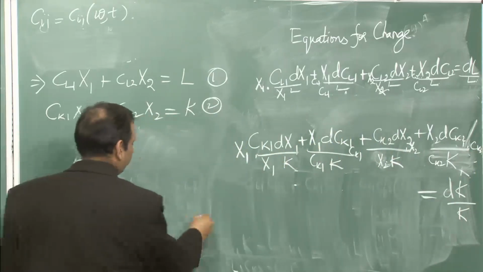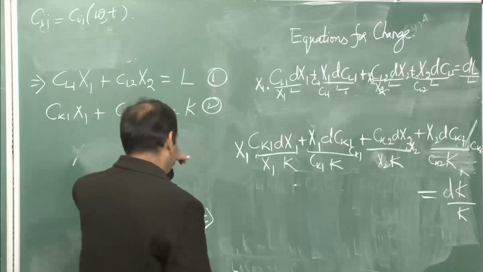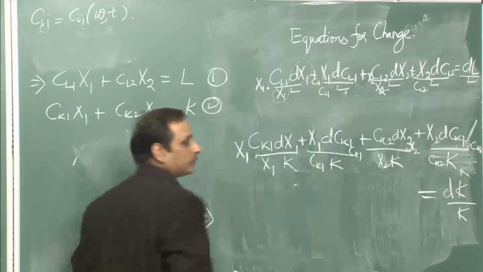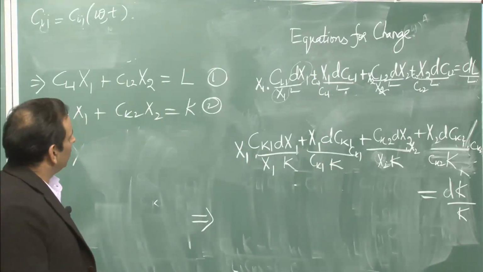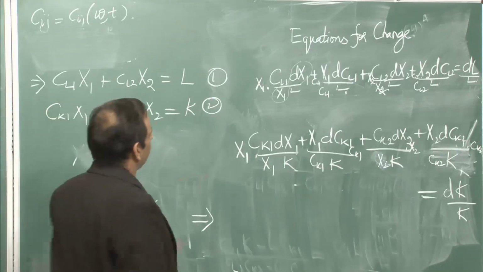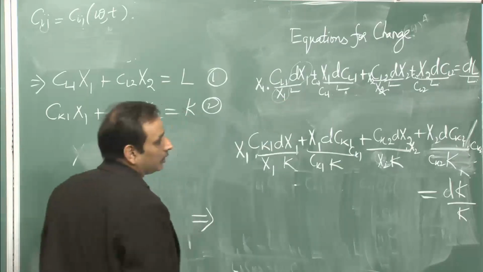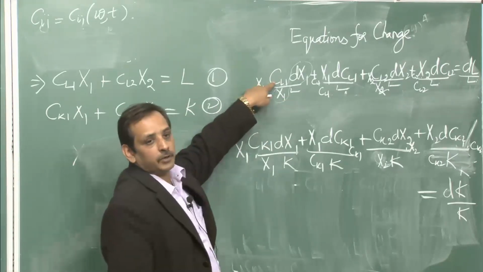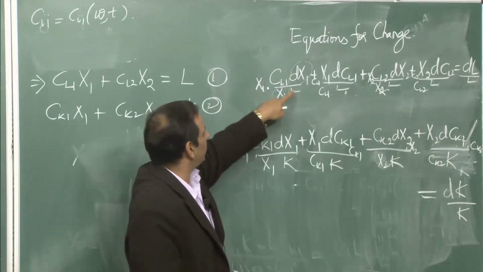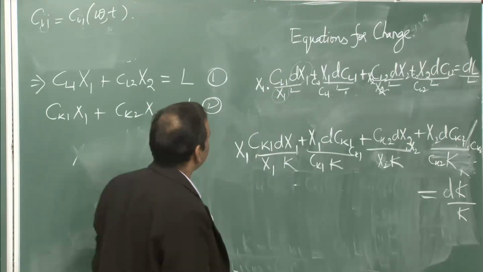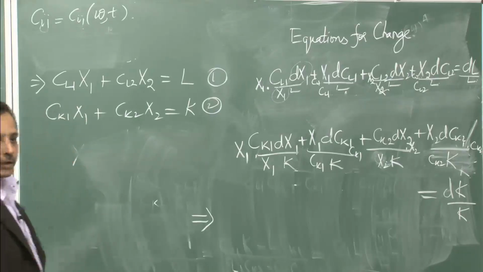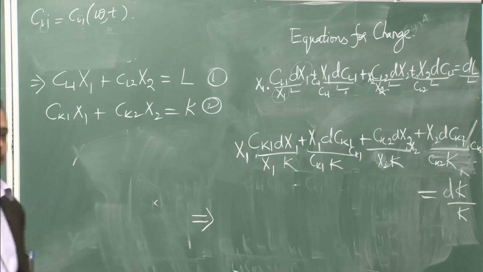So, see what you get from the first. Treat this as dx1 by x1, the proportionate change in x1. So, you are left with x1 Cl1 by L. Cl1 is the unit labor requirement to produce the first industry's output. So, L1 by x1 into x1 by L, you get L1 by L, the proportionate amount of labor which is used in the first industry.